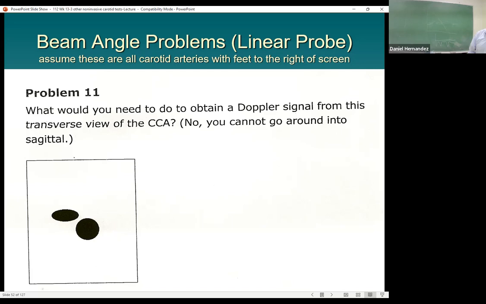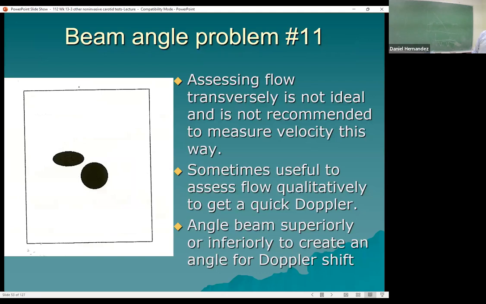What would you need to do to obtain a Doppler signal from this transverse view? Nothing. You don't obtain Doppler signals from transverse views. Assessing flow transversely is not ideal and is not recommended to measure velocity this way. It can be useful sometimes to just determine, is this artery or vein? So you could potentially do that. But if you want to actually measure velocities, this isn't something that you would do.